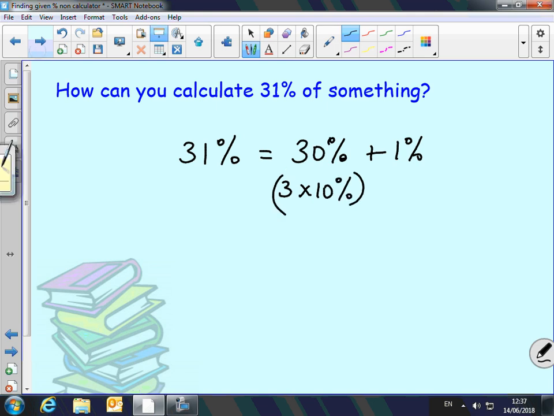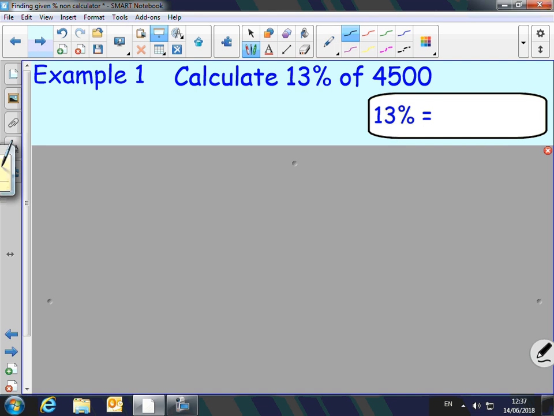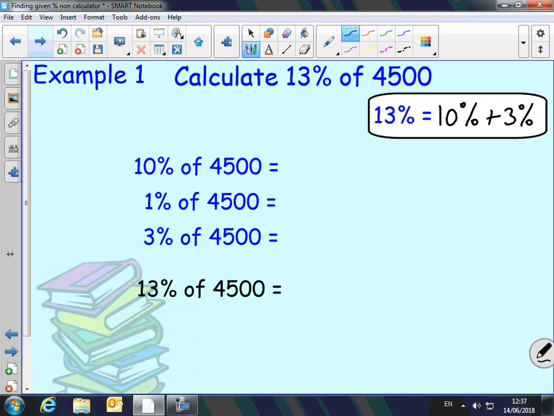So let's apply that to a question. The first question we've got is calculate 13% of 4,500. Now we've just discussed that 13% was made up of 10% plus 3%. So I'll split this calculation up into steps. First of all, we're going to find 10% of 4,500. To do that, we divide by 10. Remember, we move everything one place to the right, so that would give me 450.